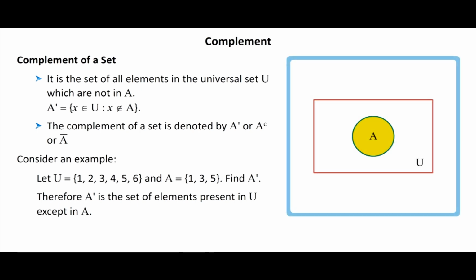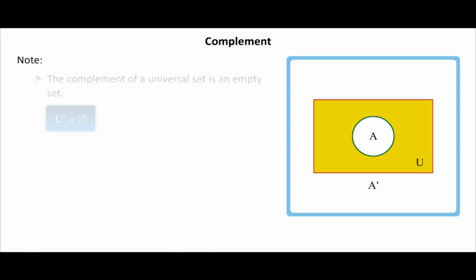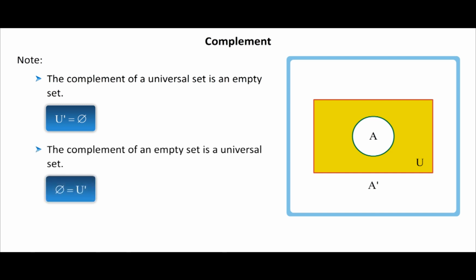It represents the set A. This Venn diagram represents A complement. Note, the complement of the universal set is an empty set. The complement of an empty set is a universal set.